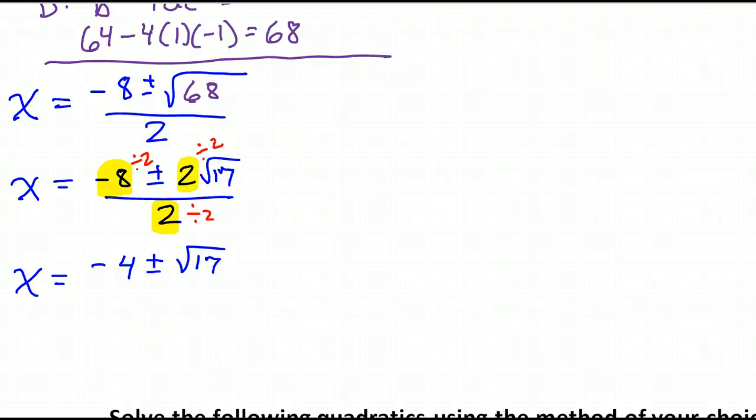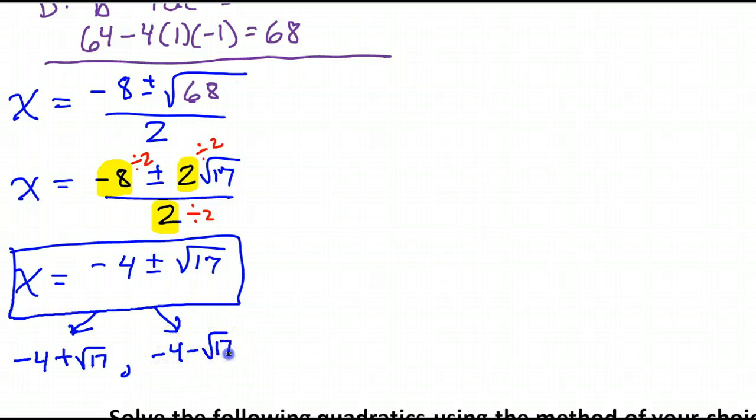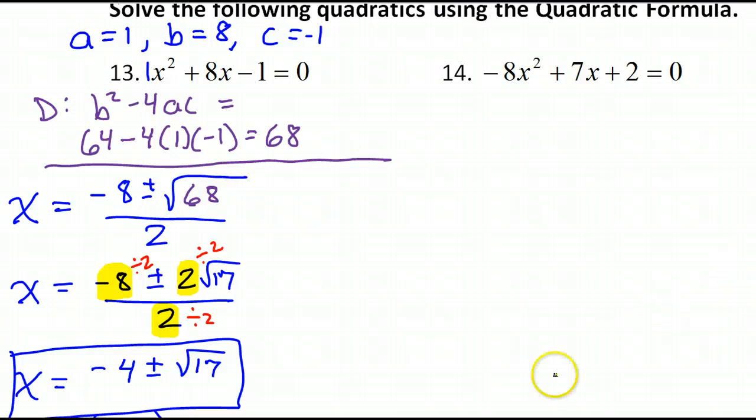Let's move on. Okay, so this is the answer. Or I should say these are the answers, because once again, this really represents 2 separate answers. -4 plus radical 17 and -4 minus radical 17. But since you can't really combine them, you're allowed to leave it like this. Okay, what else you got for me?